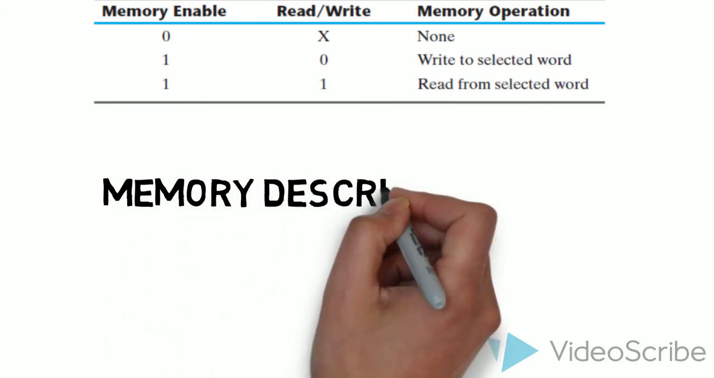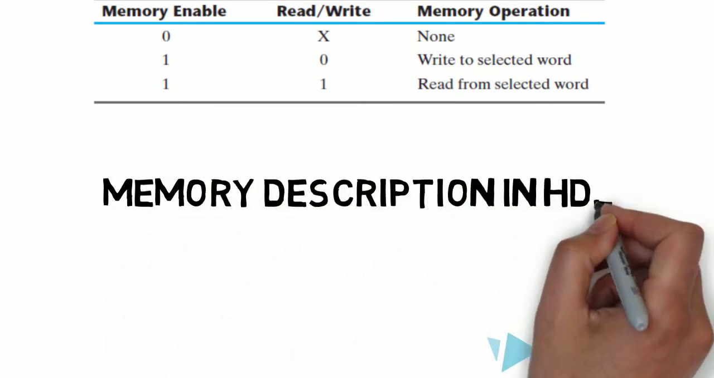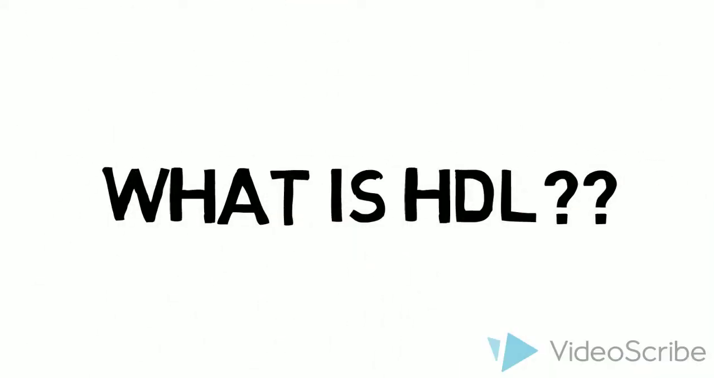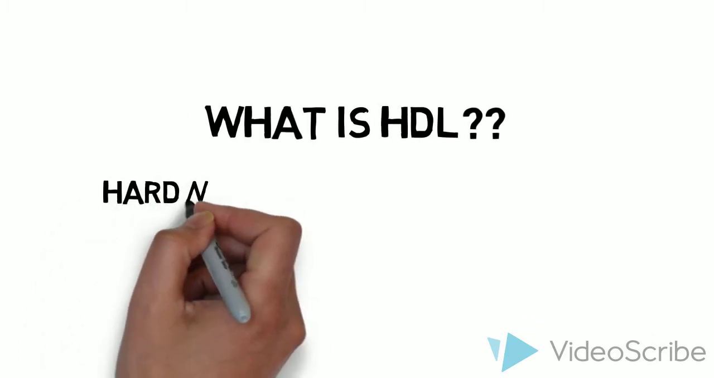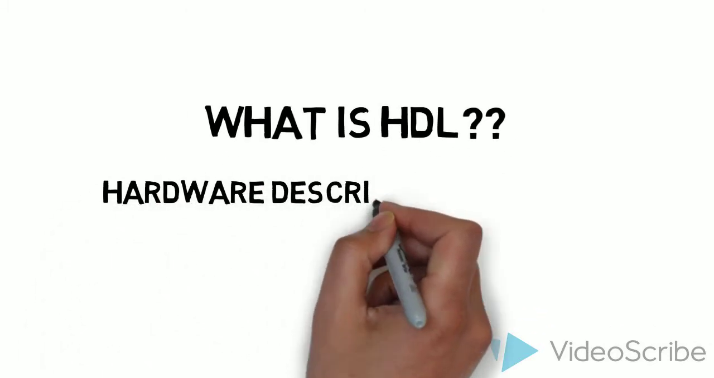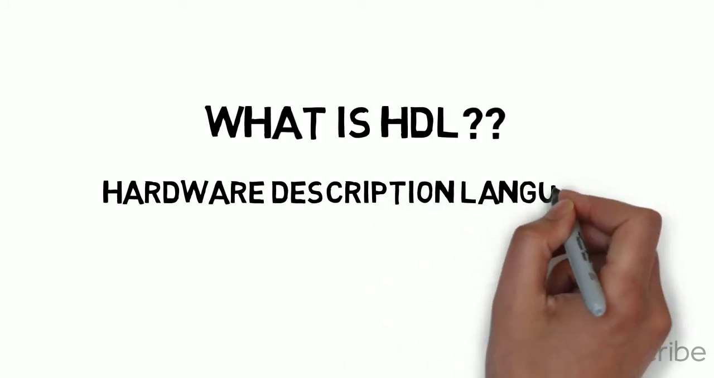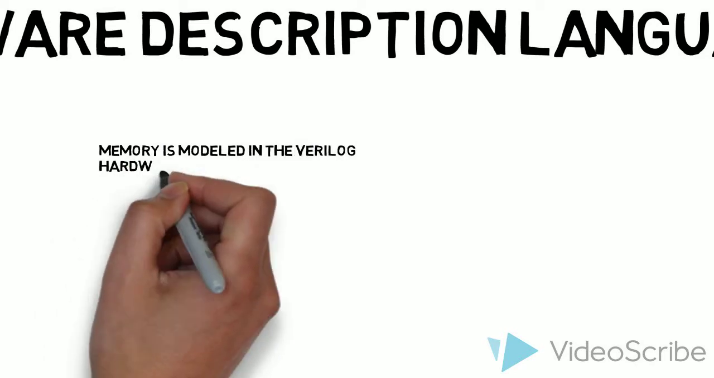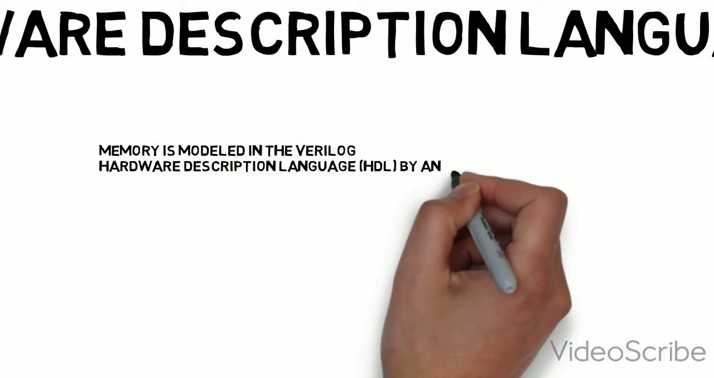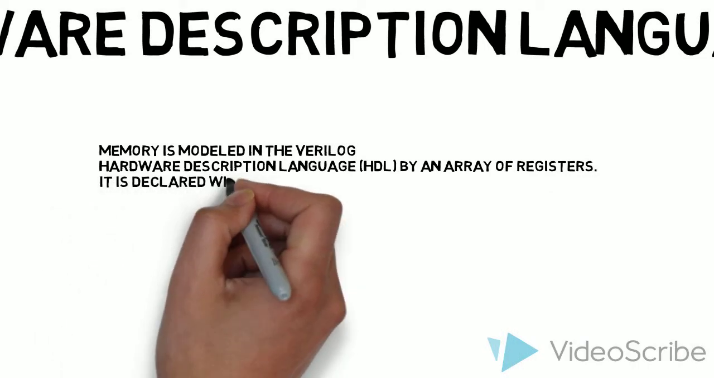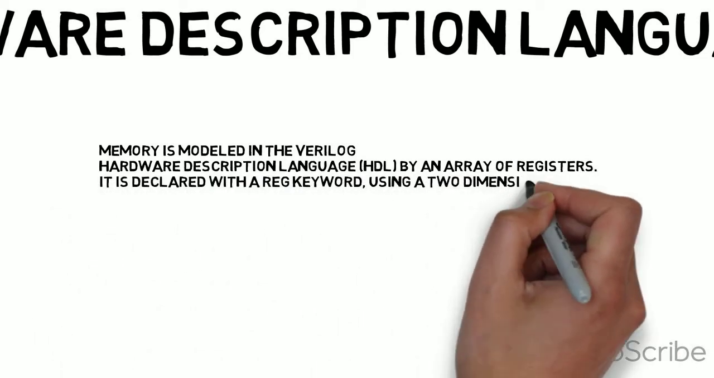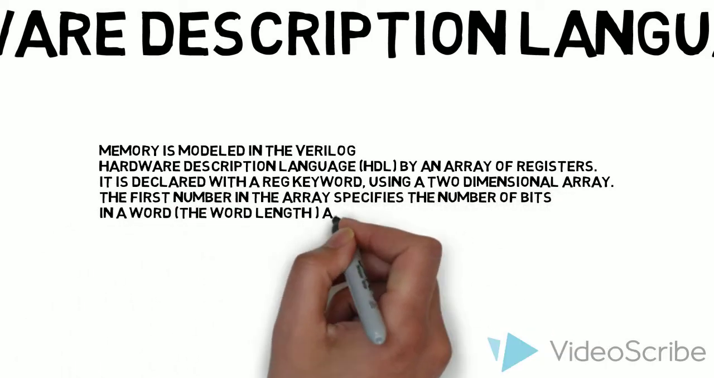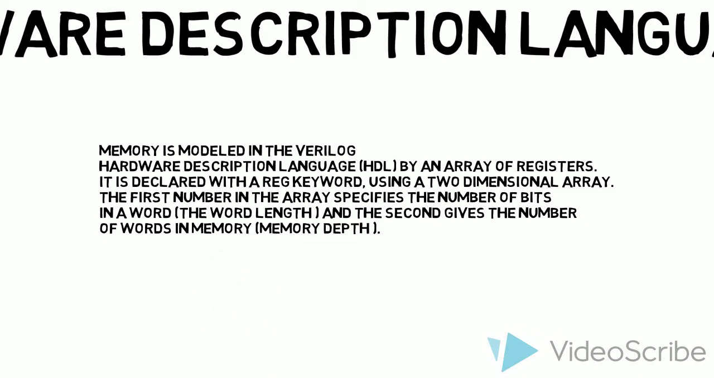Now let's talk about the memory description in HDL. But what is HDL? It means Hardware Description Language. The memory is modeled in the Verilog Hardware Description Language, or HDL, by an array of registers, and it is declared with a reg keyword using a two-dimensional array. The first number in the array specifies the number of bits in a word, or the word length.